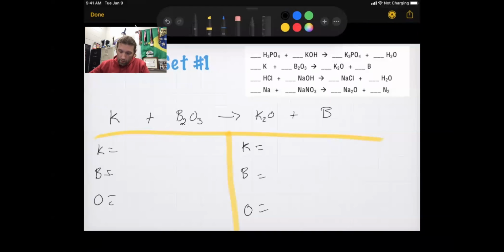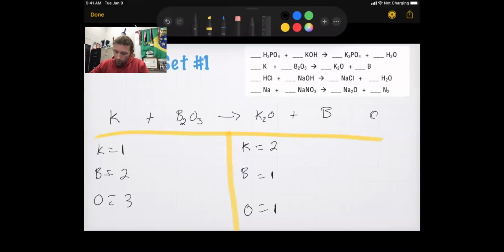Okay, and how many do we have on each side? We have 1 potassium on this side. We have 2 potassiums on that side. We have 2 borons on this side. We have 1 on this side. We have 3 oxygens on this side and only 1 on that side. So it looks like oxygen might make this one a little bit tricky, just knowing what I know. So how about we balance the oxygen first this time? Because oxygen's not over here on an easy molecule for us to balance.